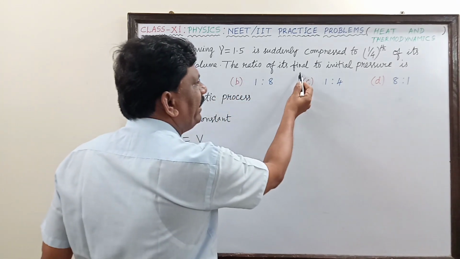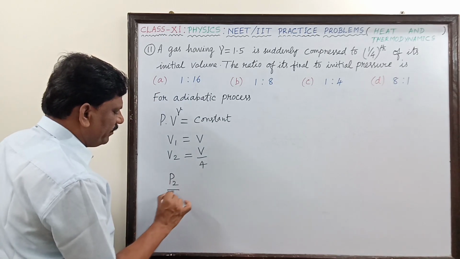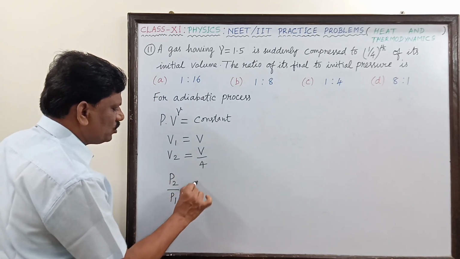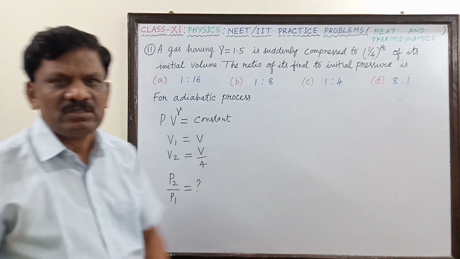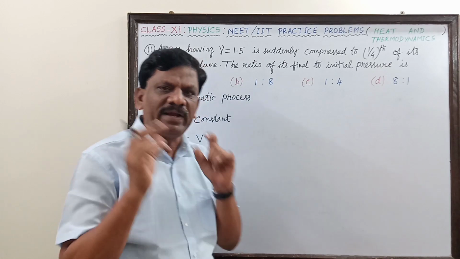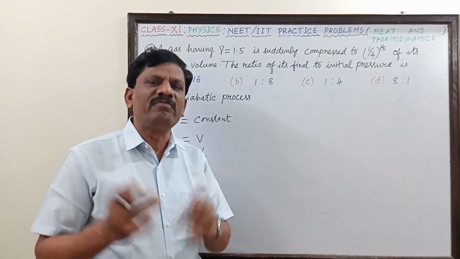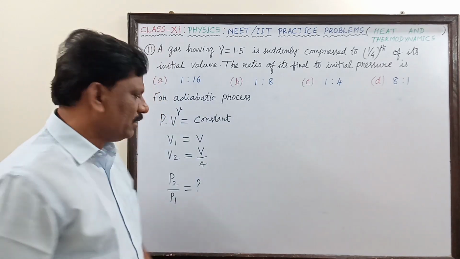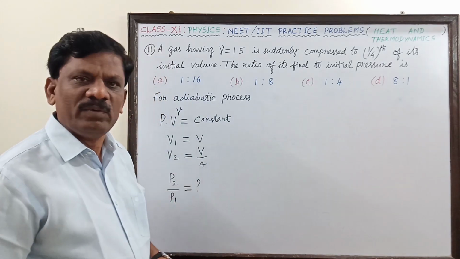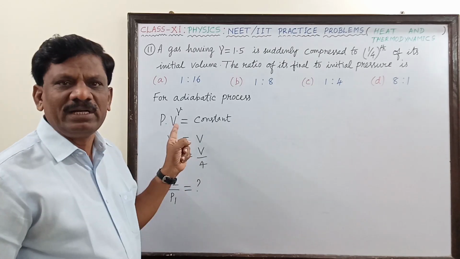Then what is asked? The ratio of the final pressure to the initial pressure. So P2 divided by P1 has to be found. Whenever we do any numerical problem, first understand, write the relevant formula, write the given information and know first what is to be found. So we have to find the P2 by P1 ratio, isn't it? So this is the relation connecting the pressure and volume.